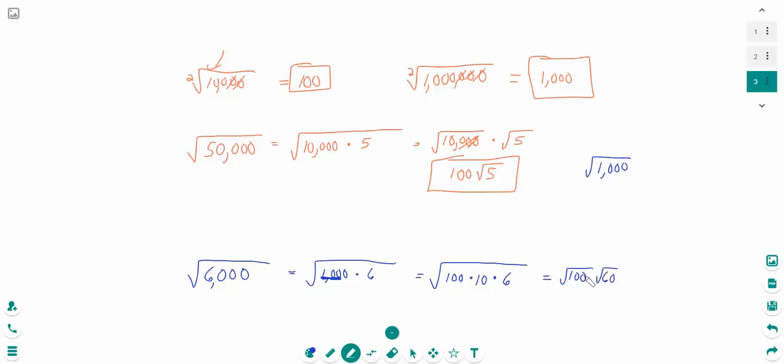And the square root of 100, well, that's simple now because now I have an even number of zeros. So I just get rid of half of them and see what's left over. I have a 10. And then that's going to be multiplied by the square root of 60.